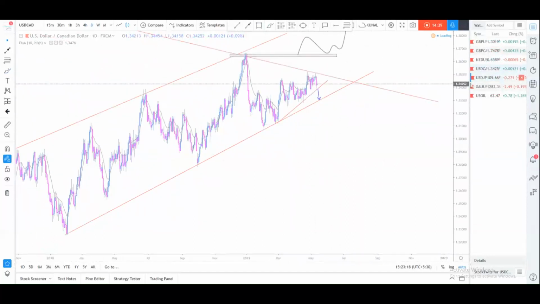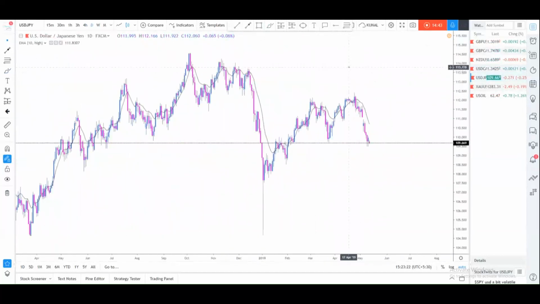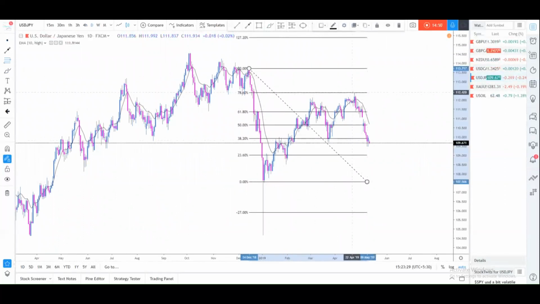So let's jump on USDJPY. What we actually see over here is if we make some Fibonacci from here to here, this is 78.6, perfect, okay.